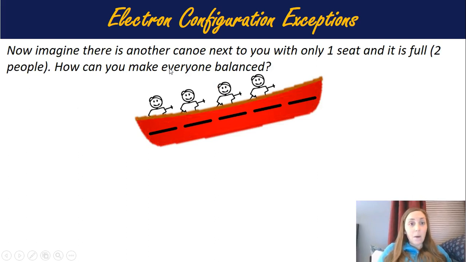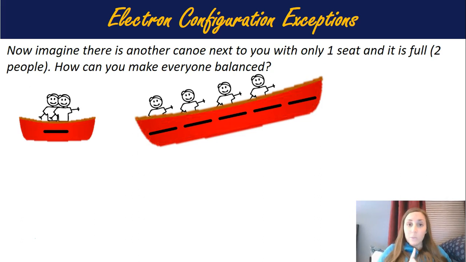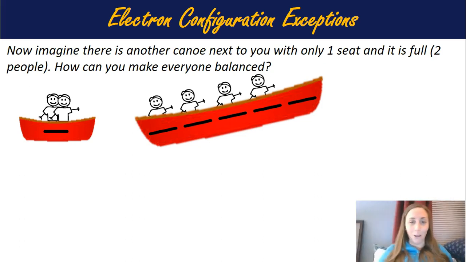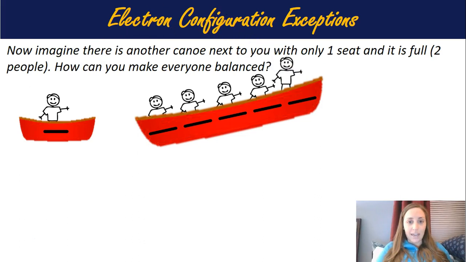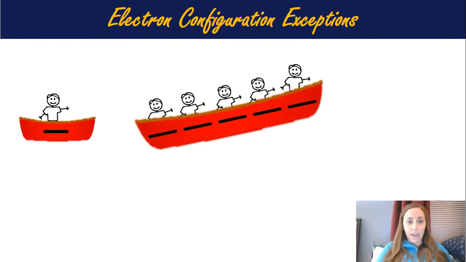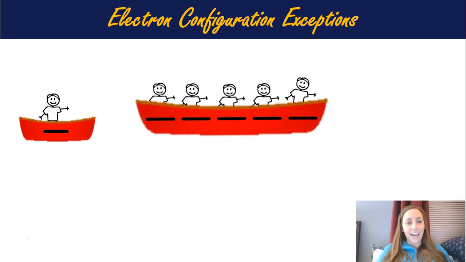All right, now I want you to imagine that there's another canoe next to you, and that canoe only has 1 seat, and it has 2 people. So what can you do to make every canoe balanced and happy so nobody falls over? Well, if you take this guy and put him in the canoe, then, oh, look at that. Everybody's happy. All canoes are even.